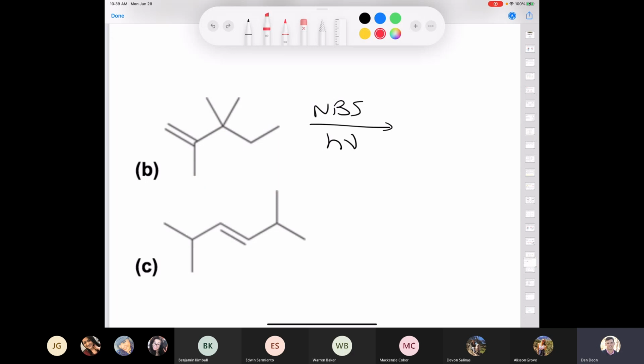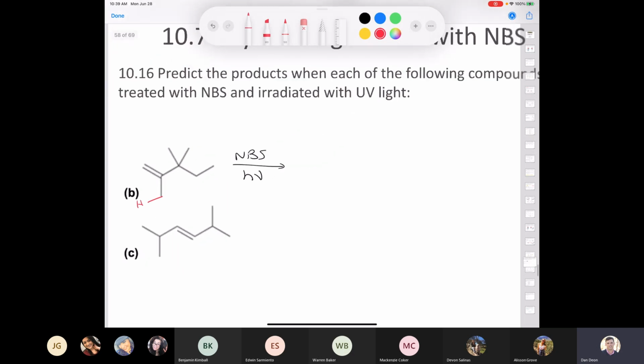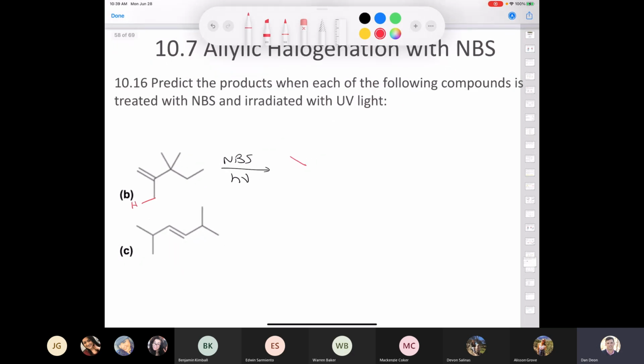So we're going to abstract this hydrogen that I'm writing in red right now. We're going to end up with this intermediate. Let's write it out. Okay, but that radical does have a resonance contributor, and we could draw that. We could draw that resonance contributor. So let's draw it out. But that's going to be this.